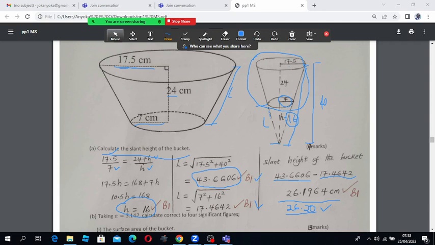Our next equation, so we are there. Any question there?